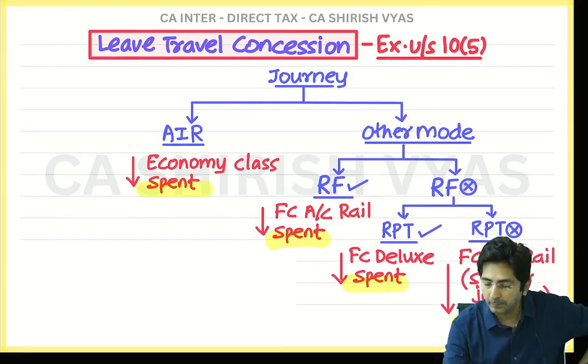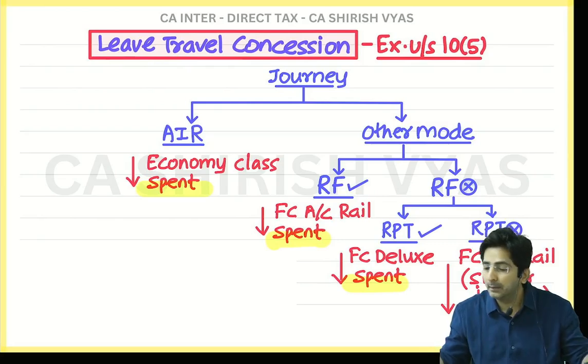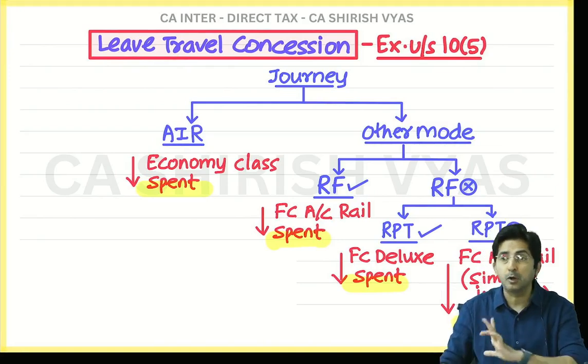But what do you mean by RF cross? Railway facilities are not available. Then RPD. What is RPD? Recognized public transport. It's not road transport.